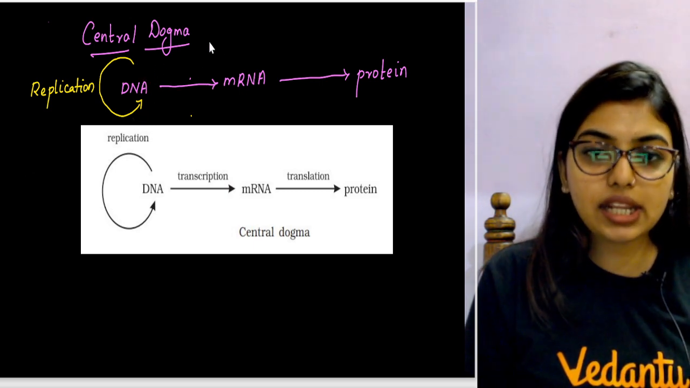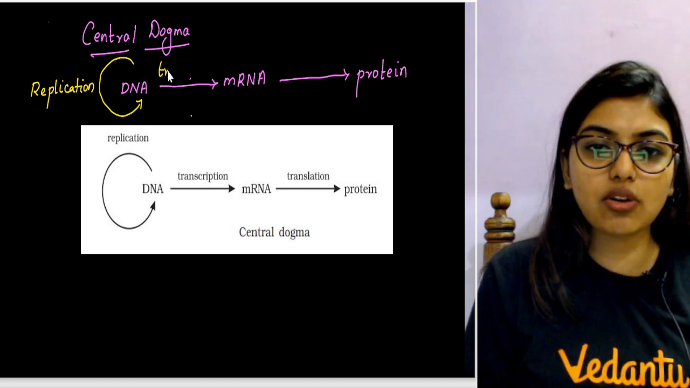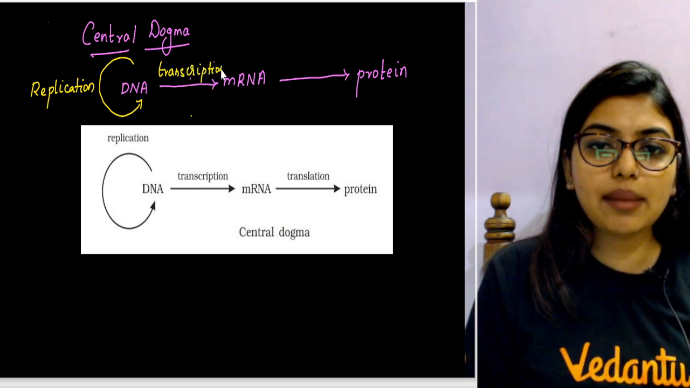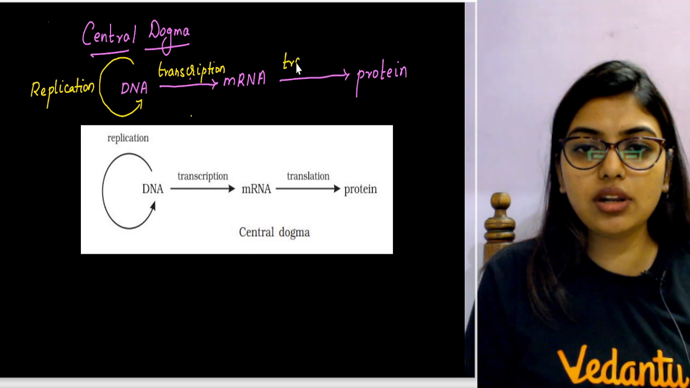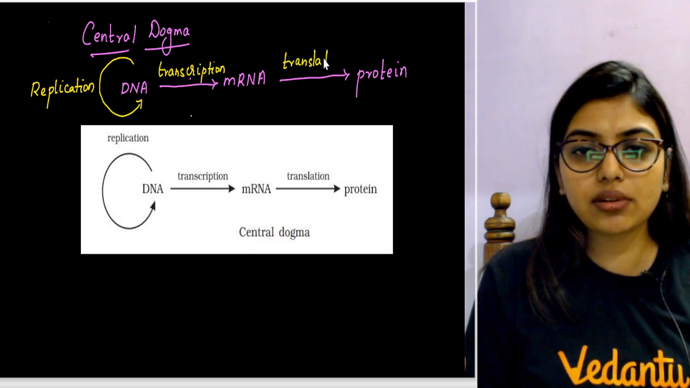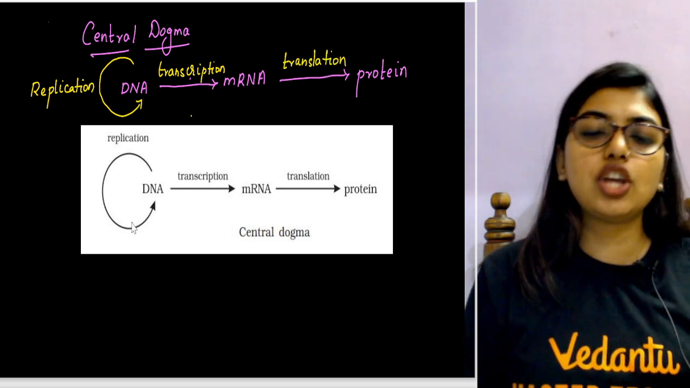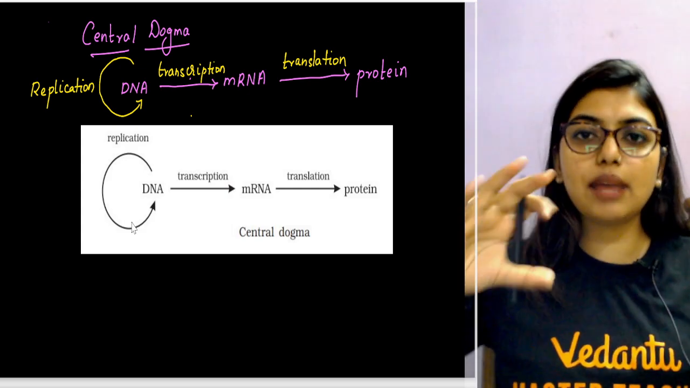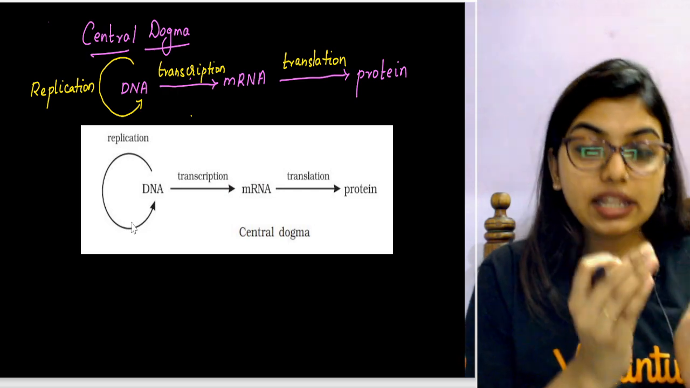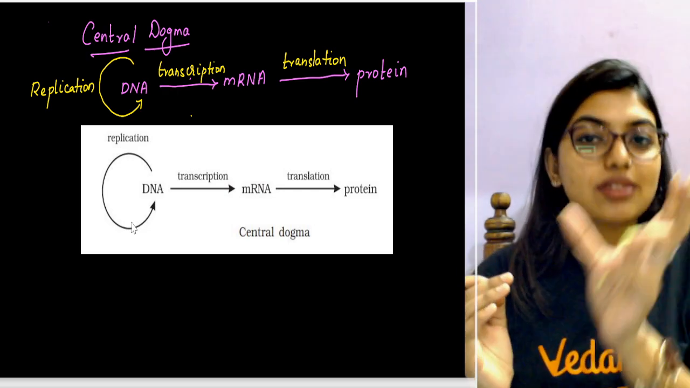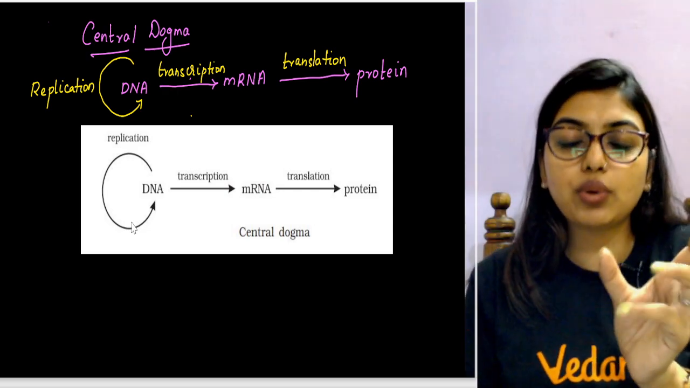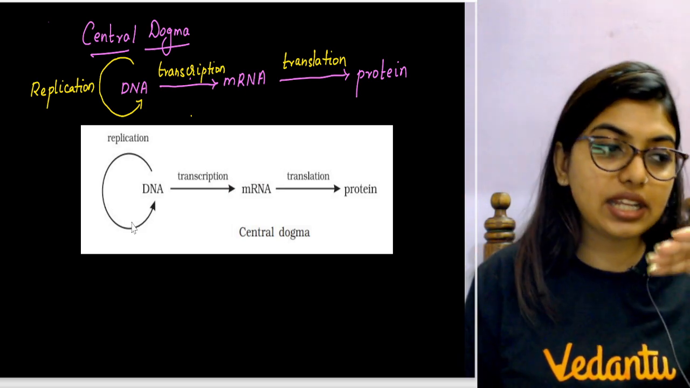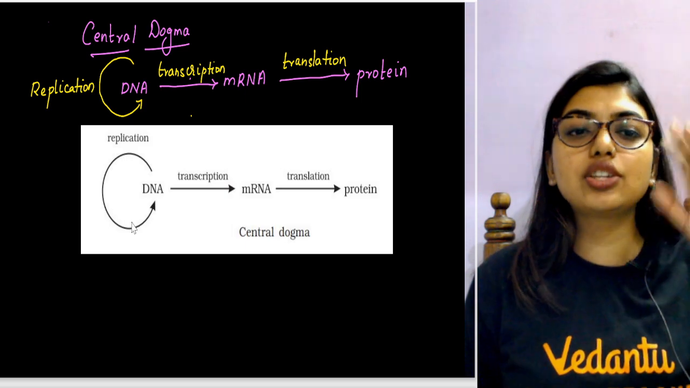Right. Now DNA forms mRNA. That process is called transcription. When mRNA forms protein, that is called translation. So central dogma means where the DNA forms mRNA, and mRNA forms protein. When DNA forms mRNA, it is called transcription. When mRNA forms protein, it is called translation. Understood? And when DNA forms its own replica, it is called replication.